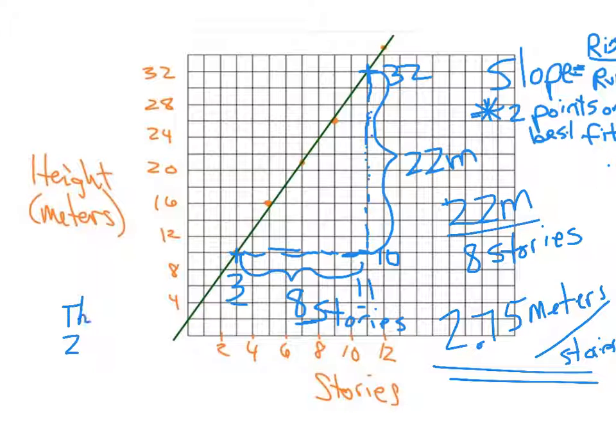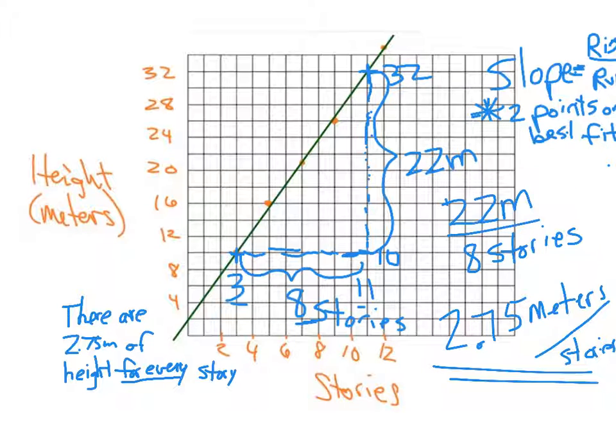There are 2.75 meters of height for every... the slash for me means for every. There are 2.75 meters of height for every what? For every story.